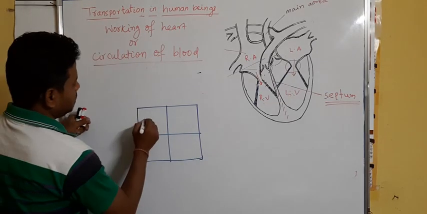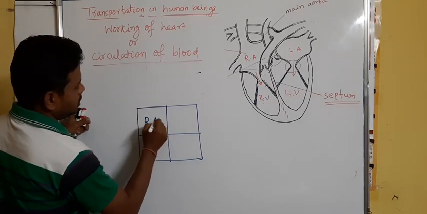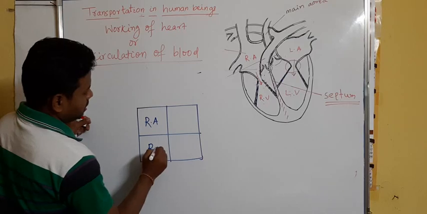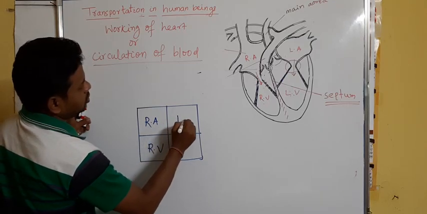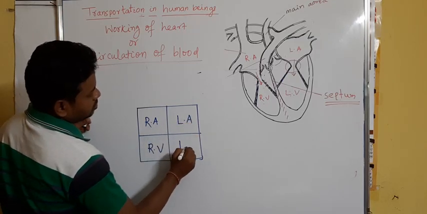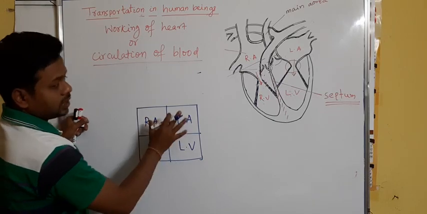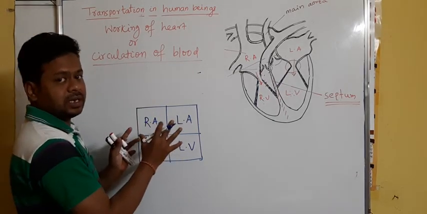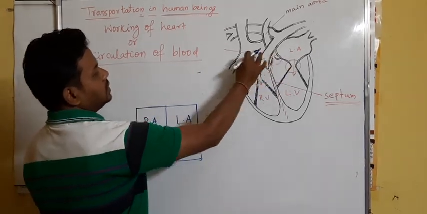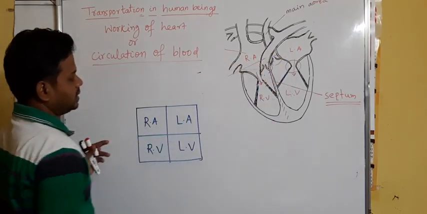Okay. So this will be right auricle. This will be right ventricle. This will be left auricle. This will be left ventricle. This is not a heart, actually it is a schematic diagram. The heart will look like this. These are the different chambers.